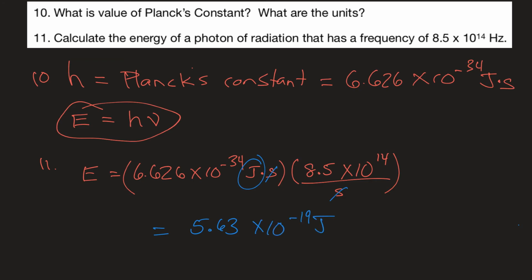Now, technically, that is joules per photon. I know that might be a little confusing because it doesn't really appear anywhere in the equation. But anytime you're using this equation, it is for the energy of a photon. And a photon is just a particle of light.